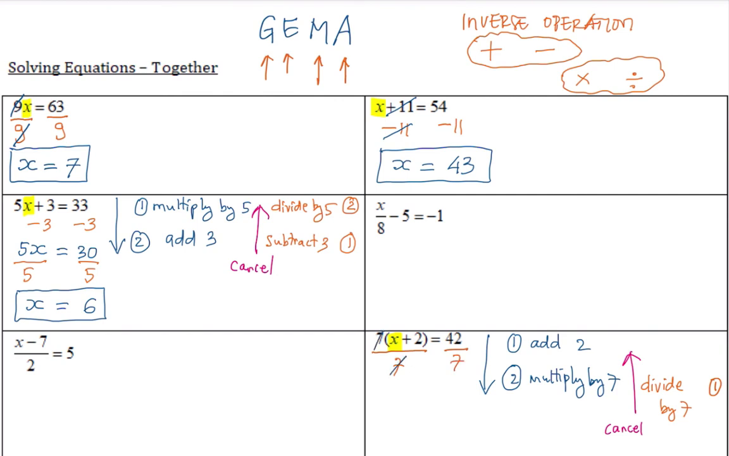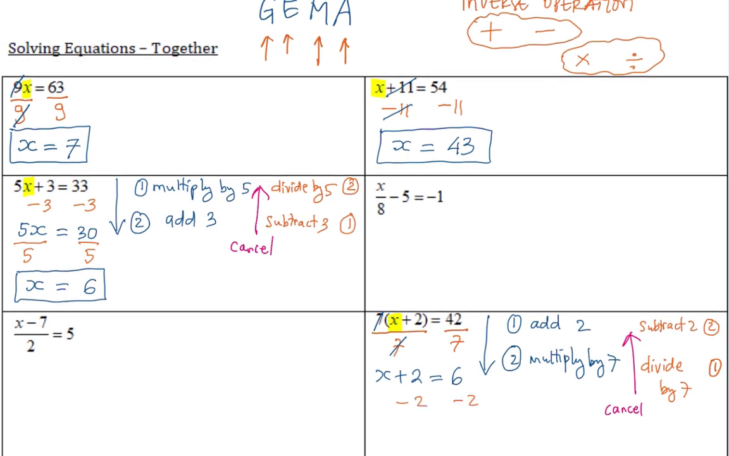Once we divide by 7, this cancel out. So on the left hand side, I will have only x plus 2. And on the right hand side, 6. 42 divided by 7 is 6. And now what do we do? We cancel adding 2 by subtracting by 2. So subtract 2, both sides. And then we end up with x equals 6 minus 2 is 4.